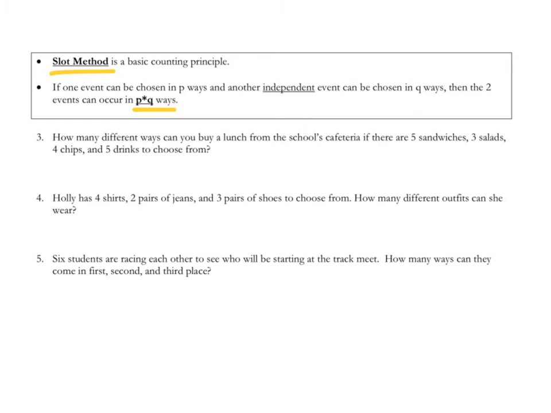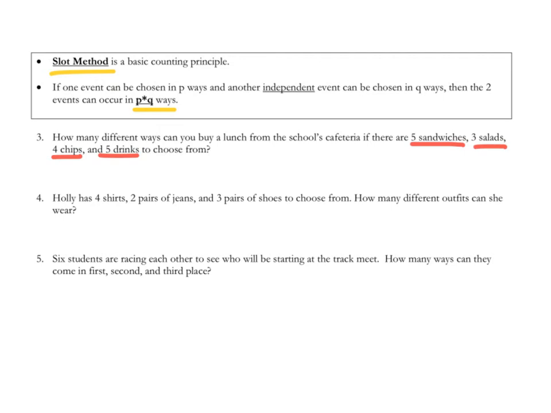Whoa, super confusing. I'm going to explain that second bullet point as we do problems. So how many different ways can you buy a lunch from the school's cafeteria if there are 5 sandwiches, 3 salads, 4 chips, and 5 drinks? So I'm saying, what are the different combinations that we could have? Like I pick a turkey sandwich, a Caesar salad, barbecue chips, and a soda versus the ham sandwich and a garden salad with plain chips and water. So how many different combinations can I make of these?